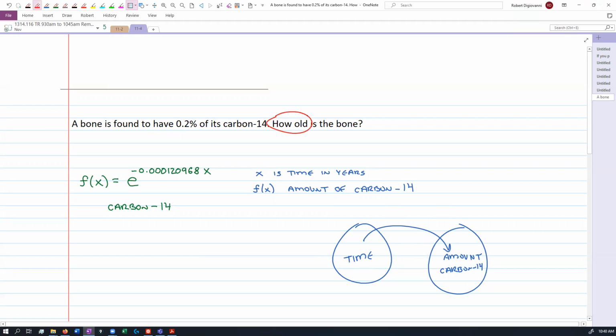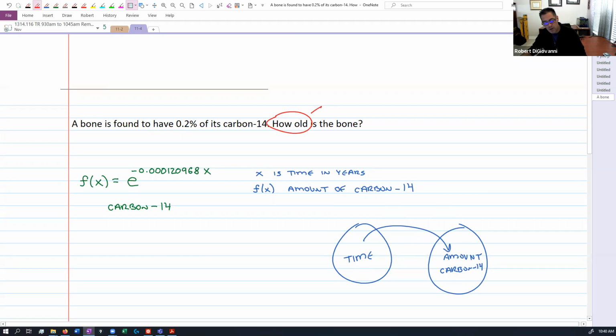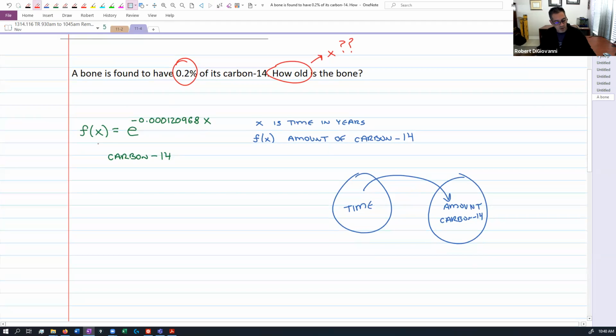The time. Yeah, how old the bone is, right? We want to know what the time is. So we're trying to figure out what x is that creates this much carbon-14. So what you're going to do is take your function and replace the left side of the equation with 0.002. Okay, why am I doing that?